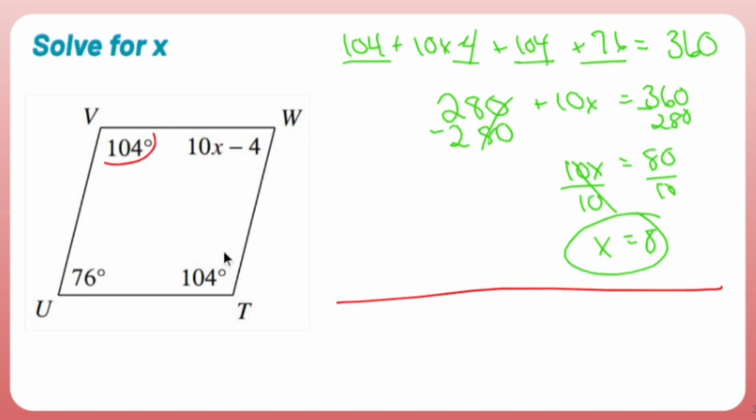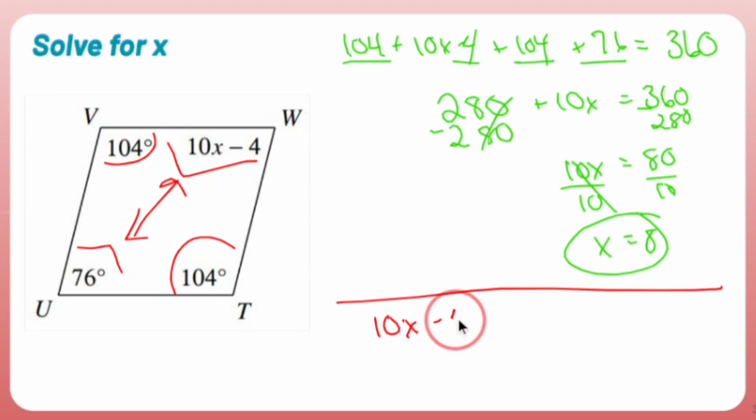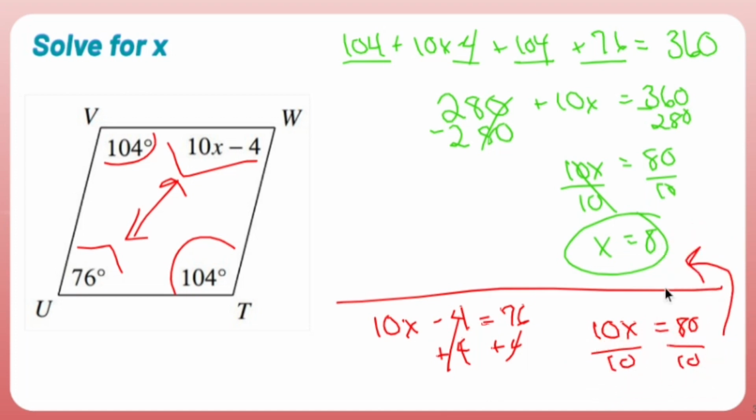Okay, if these guys are the same, right, that implies that these guys are also going to be the same. Because what we have here, actually, you know what? Since I'm not given any markings, I'm not definitively given that information. Although, yeah, it's got to be the case. If these guys are the same, then these guys have to be the same. They have to be. So I have 10x minus 4 equals 76. If I add 4, 10x equals 80. Divide by 10, and looky there.